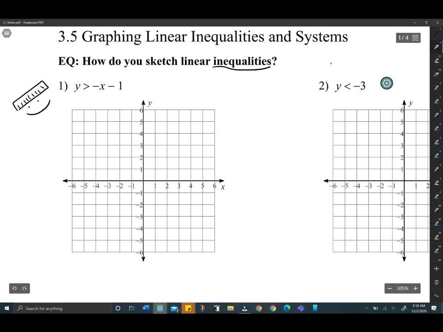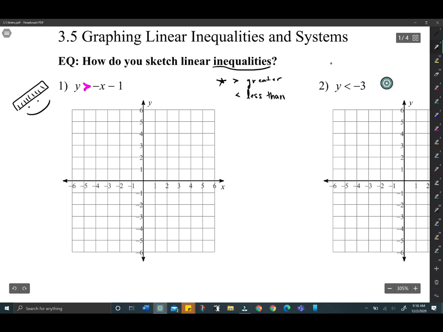It's really not much different than graphing regular lines. The difference now is we have this sign there. Just to remember, this is a greater than sign, and this is the less than sign. That can be helpful moving forward.